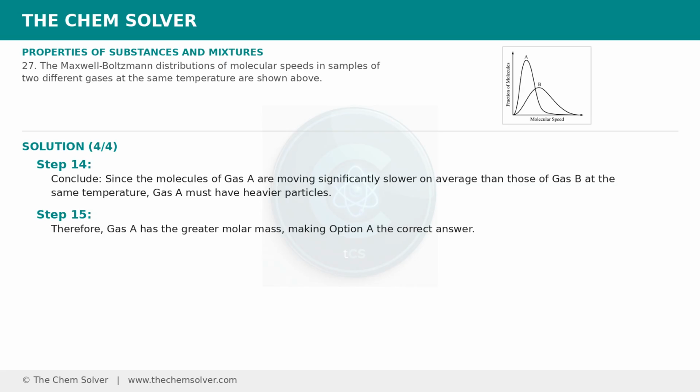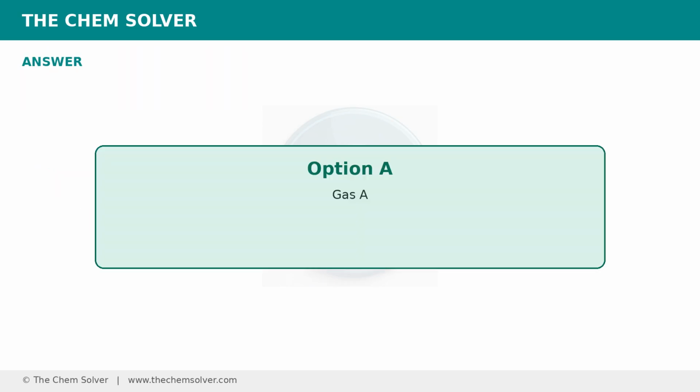Conclude. Since the molecules of gas A are moving significantly slower on average than those of gas B at the same temperature, gas A must have heavier particles. Therefore, gas A has the greater molar mass, making option A the correct answer. The correct answer is option A, gas A.